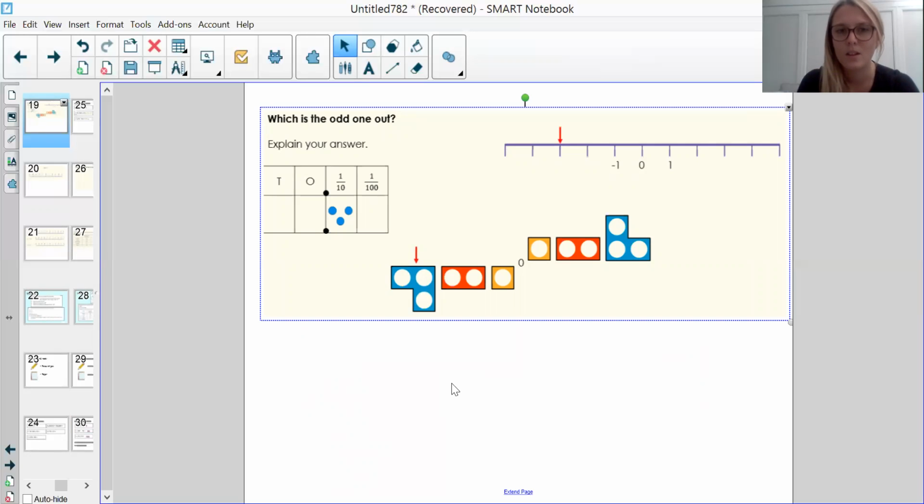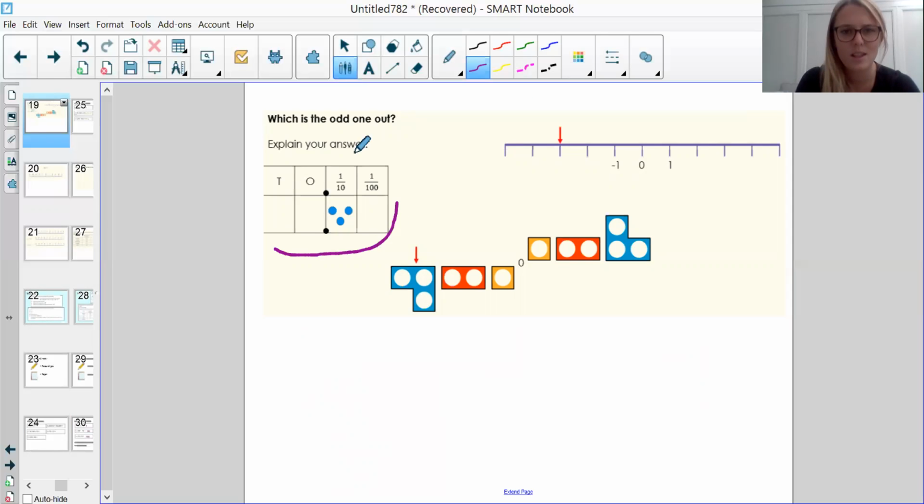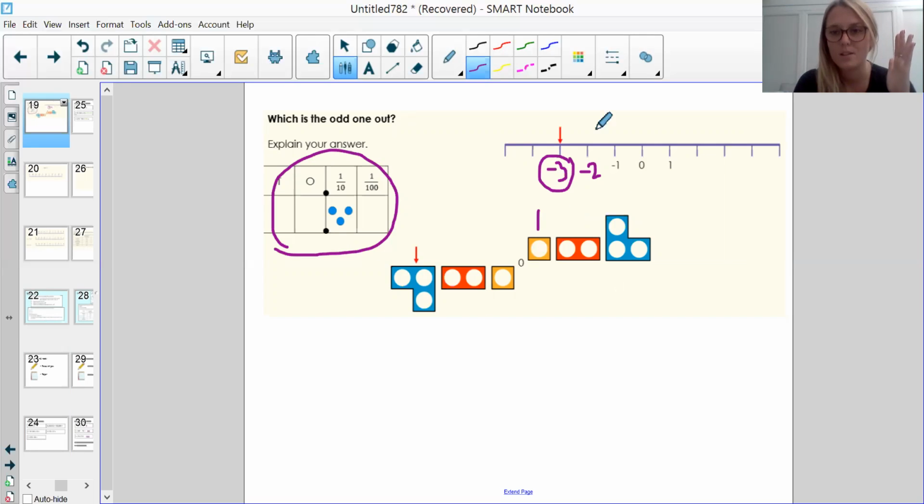Hopefully you've correctly identified that this one here is the odd one out. That is because, on this diagram, if on a number line we count backwards, so -1, -2, -3, that would be showing -3, a negative number. This diagram here, we've got 0 in the middle, so if we went to the right of the 0 we'd get 1, 2, 3, but if we're going left, it's very similar to our number line, we'd go -1, -2, -3.